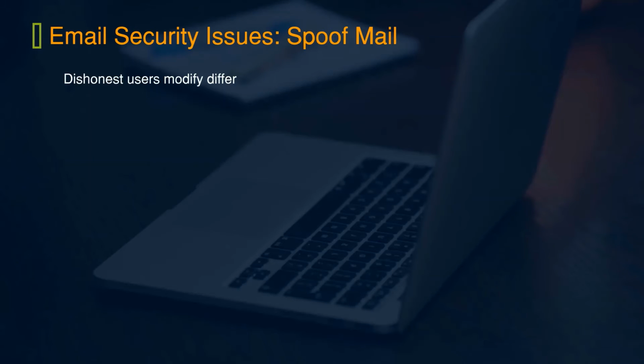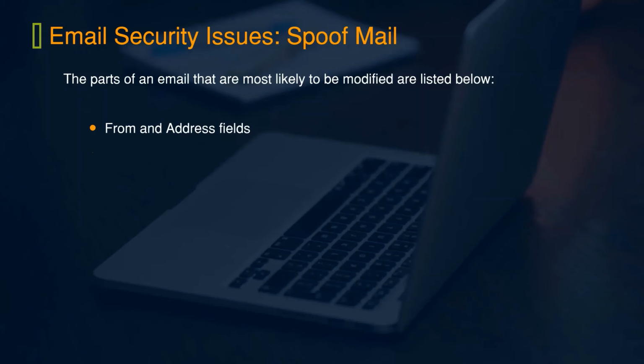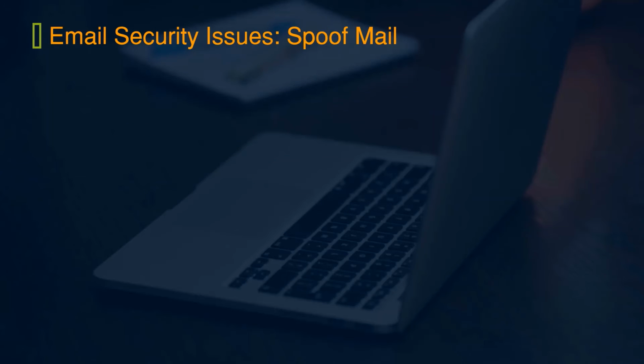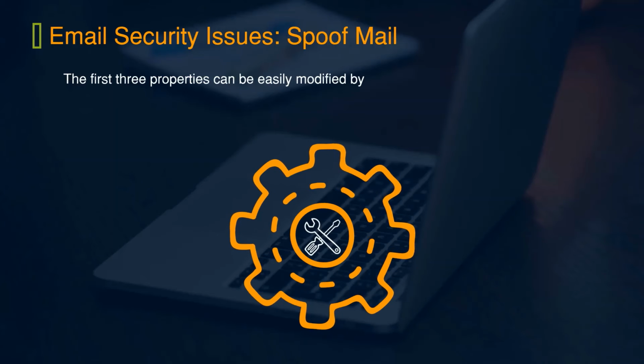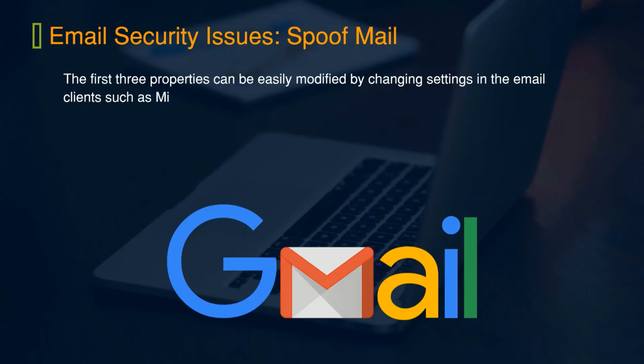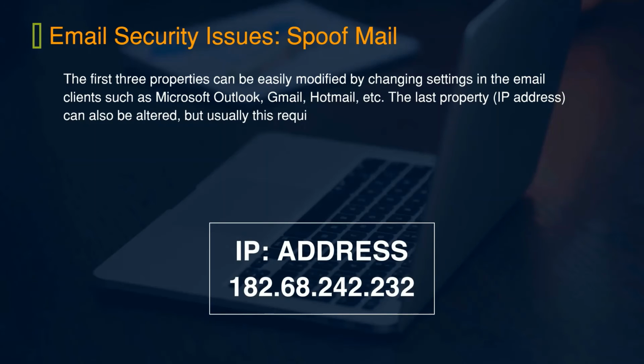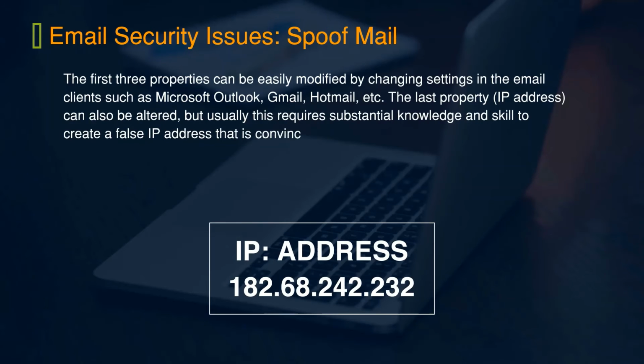Dishonest users modify different parts of an email to impersonate and appear to the recipient as genuine. The parts of an email that are most likely to be modified are listed below. From and address fields: reply to name/address, return path address, source IP address or X-origin address. The first three properties can be easily modified by changing settings in email clients such as Microsoft Outlook, Gmail, Hotmail, etc. The last property, IP address, can also be altered, but usually this requires substantial knowledge and skill to create a false IP address that is convincing enough.